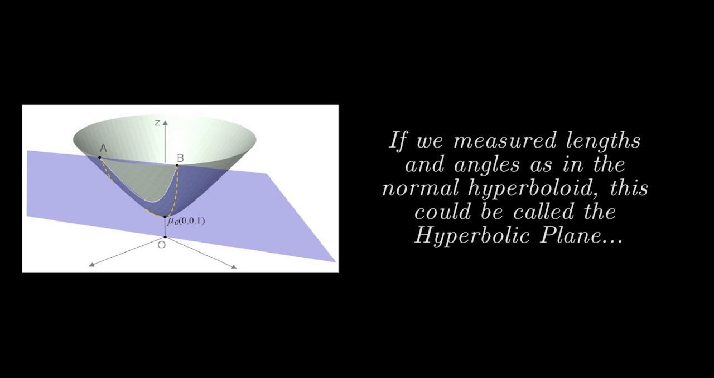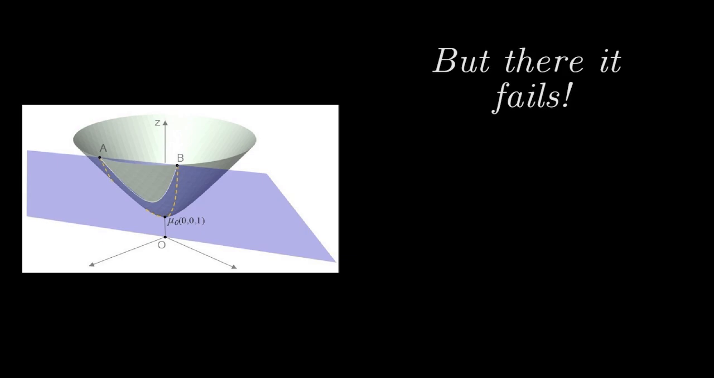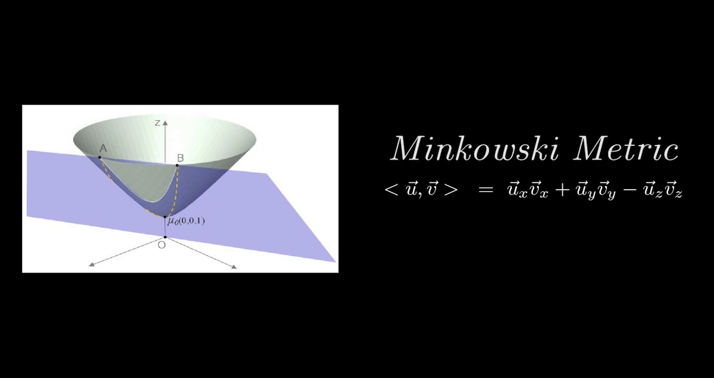Okay, if the metric used to do this was the normal Euclidean metric, we could call this the hyperbolic plane, like we can call the sphere the spherical plane. But in fact, that's the point of failure. To measure distances and angles, we use a metric called the Minkowski metric that has, by the way, connections with special relativity. This is not the hyperbolic plane.